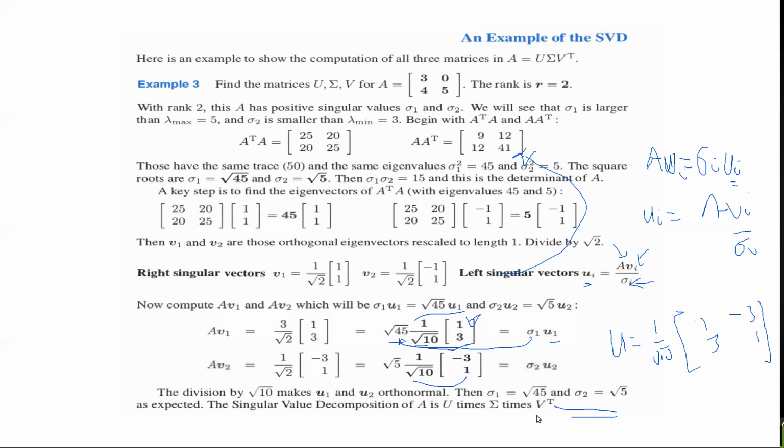Okay, and then this will be the U, the V I wrote here, and then the sigma, the diagonal matrix, or lambda, depending on which part I cut from. It will be a diagonal matrix where we'll have sigma 1, sigma 2. So it will be square root of 45 and square root of 5, and then 0, 0.